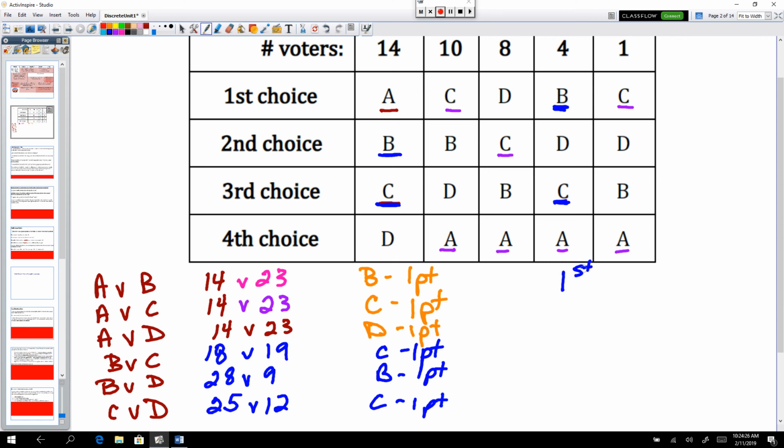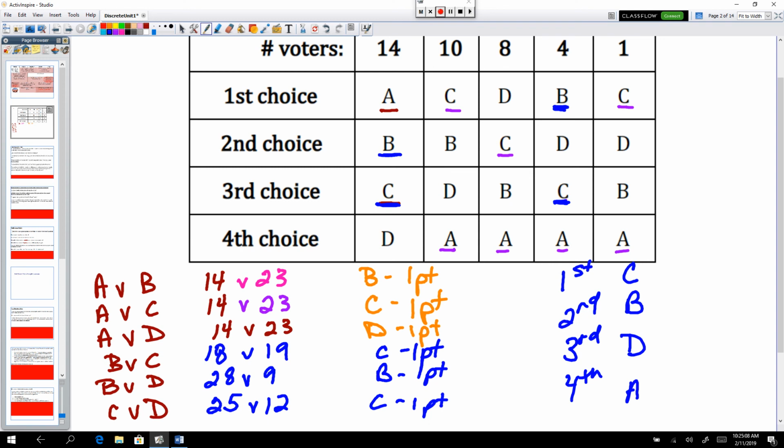So when we rank our candidates, the person with the least points, A has not earned any battle points, so A is in last place. It looks like C has earned the most battle points with 3 points, so C gets first place. It looks like B is second place because they've earned 2 battle points. And then D has 1 point, so they're in third place. Once again, if your work doesn't match this or you haven't caught up, please pause the video and make sure that you follow those steps.